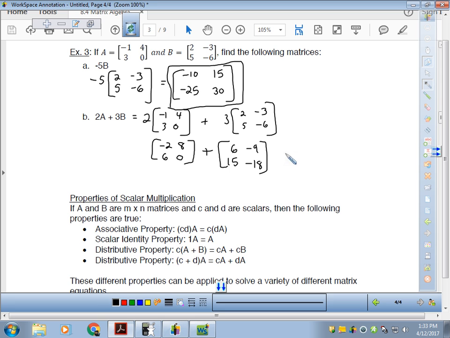Once we get done with the scalar multiplication, then we can add these two matrices together. So negative 2 plus 6 is 4. 8 plus negative 9 is negative 1. 6 plus 15 is 21. And 0 plus negative 18 is negative 18. And so there would be the result of doing the two scalar multiplications and the addition.